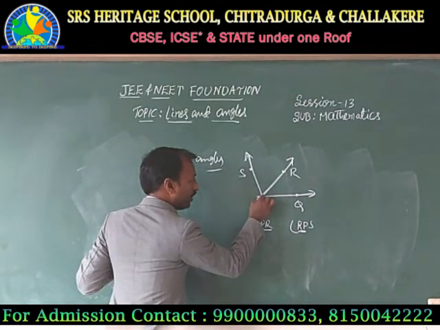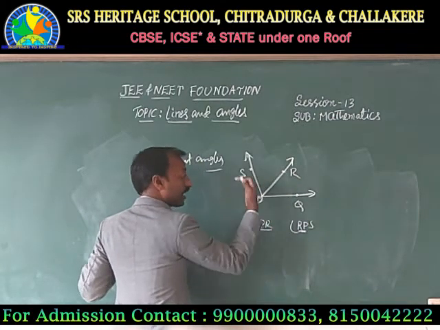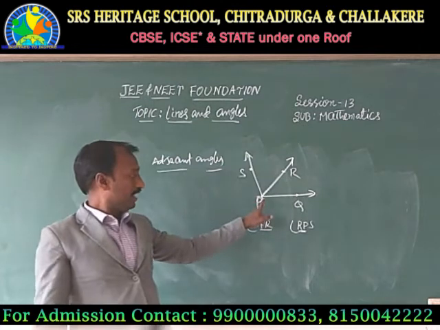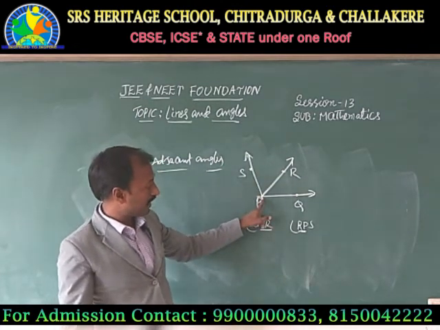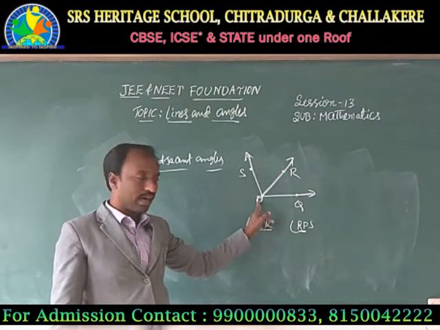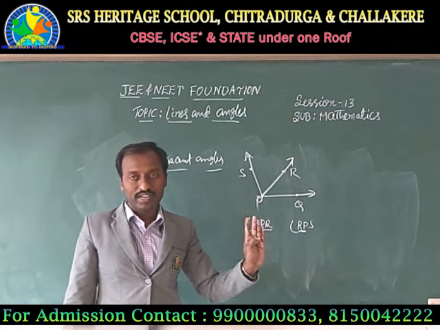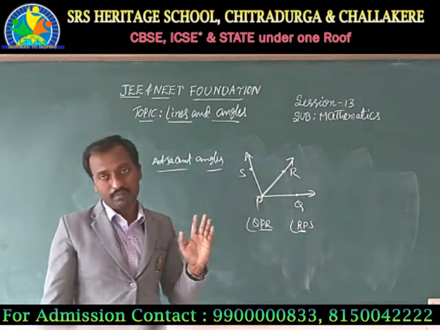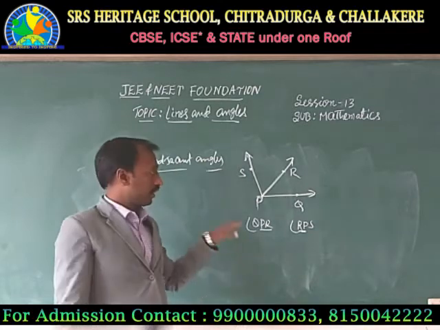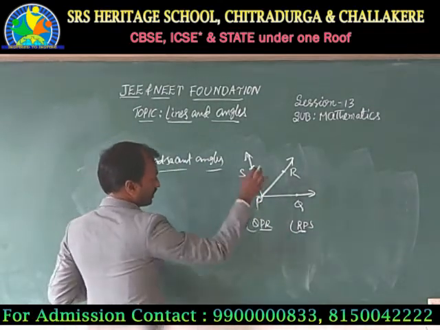So it has a common ray or common side or else common arm, and it has a common vertex. These two angles have a common vertex P. This angle also has common vertex P. So adjacent angles means it has a common vertex as well as a common side, common ray or common arm. A ray in an angle is called an arm only. Right. Now these two are adjacent angles.